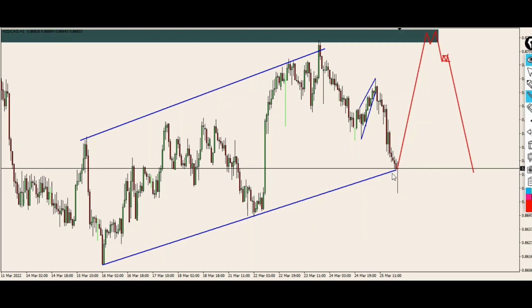The market can go either way. It can respect this, it can break this structure and then go down, or the market can go back up and go for a last touch before eventually going down. Either way, we know what to do.